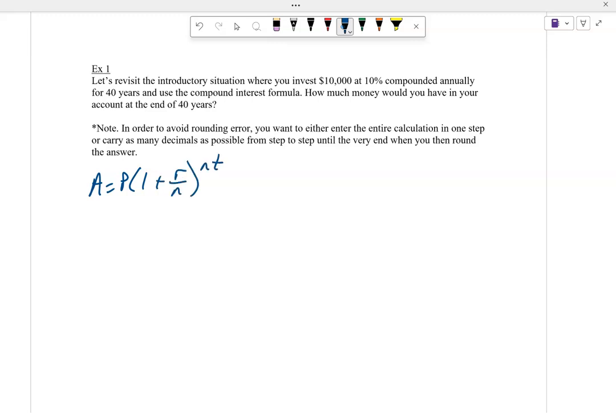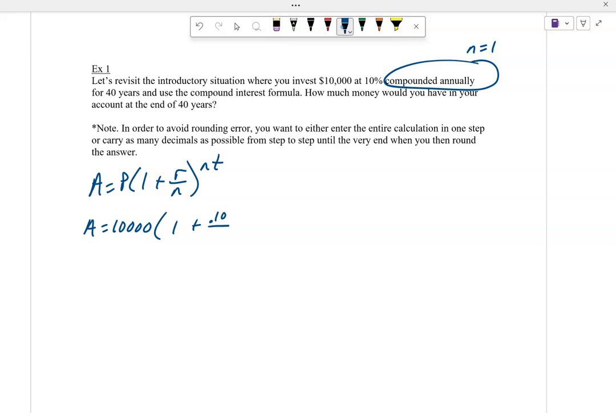How much would we have after 40 years if we put $10,000 in? We track the S&P 500 and we get 10%, so our interest rate is 0.10. Now it's compounded annually. So how many times a year? Only once a year. So N would be 1.